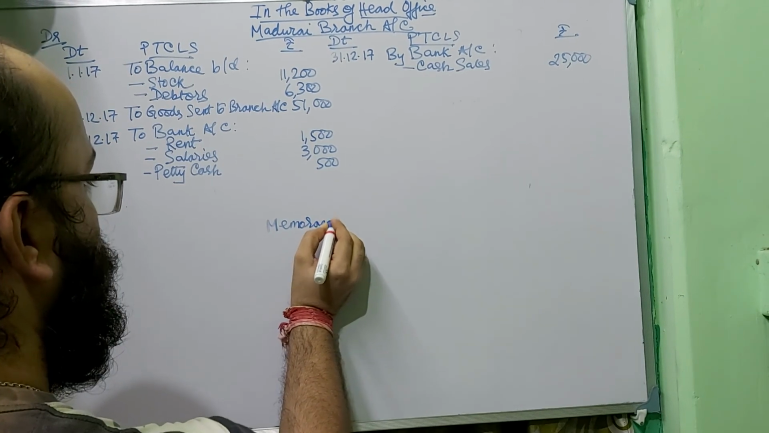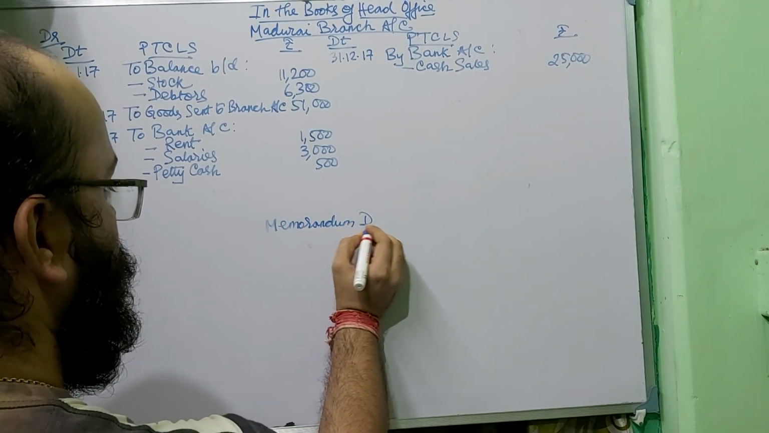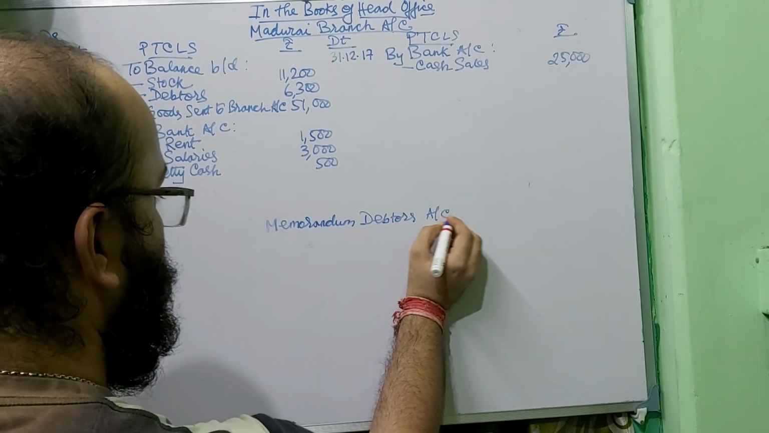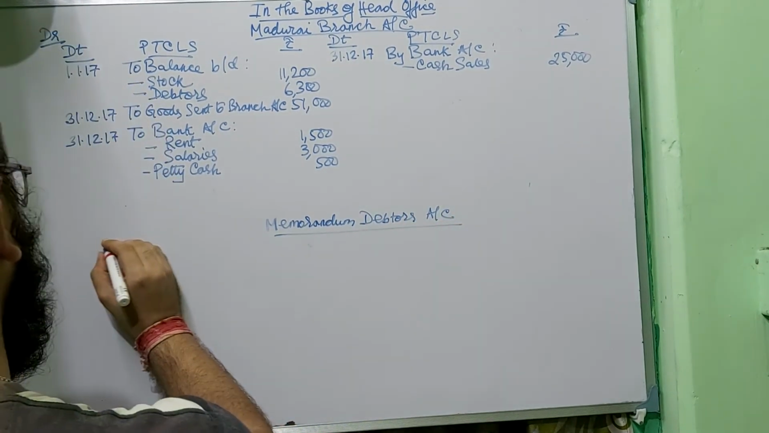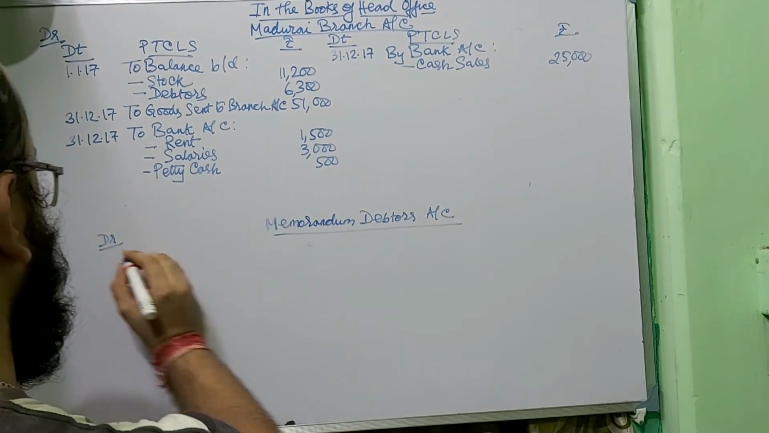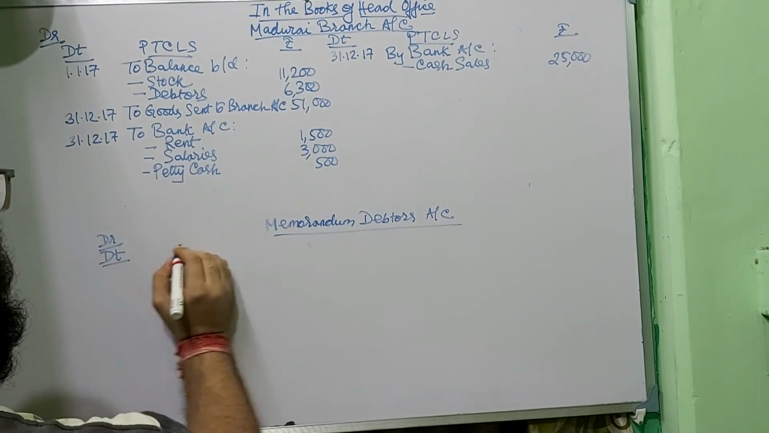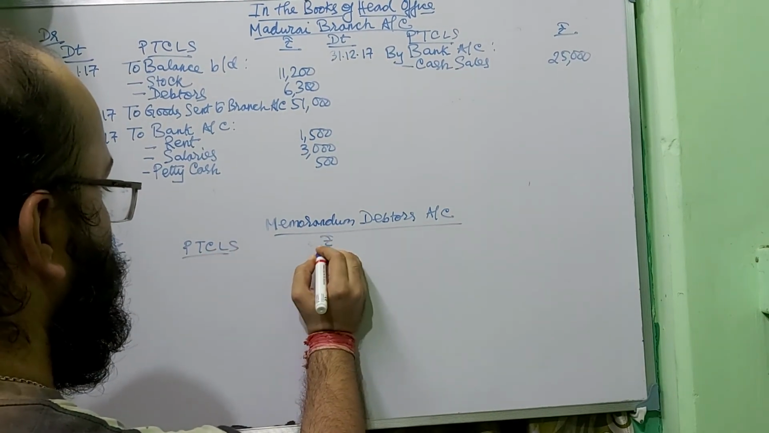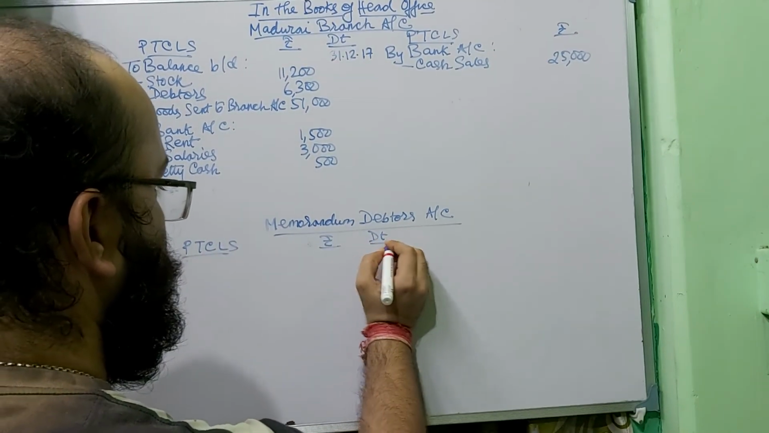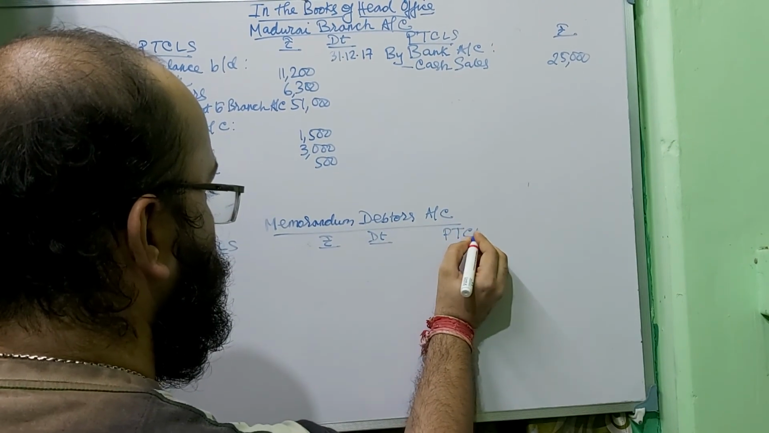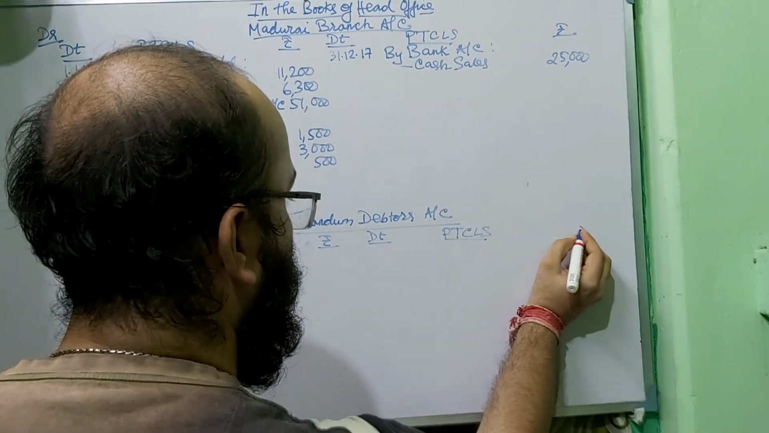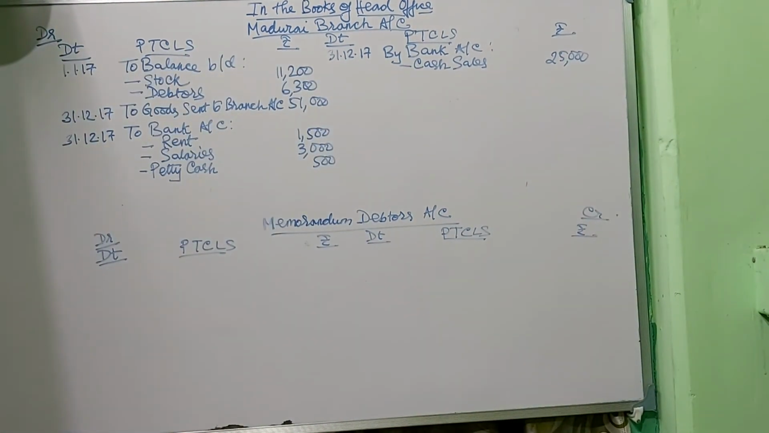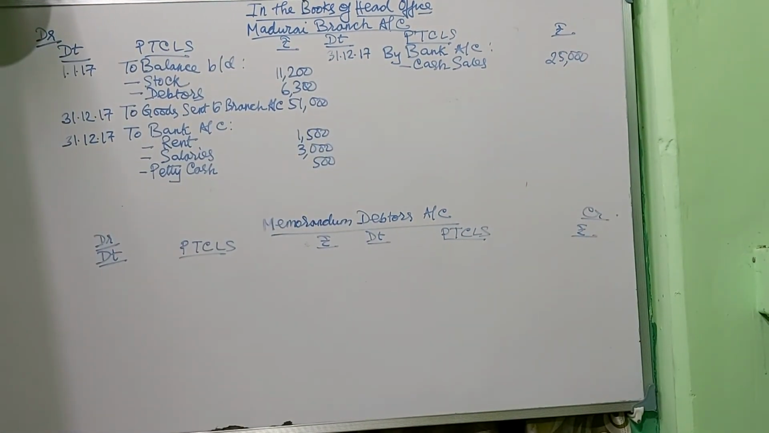Memorandum debtors account. Okay. Debit: date, particulars, amount in rupees. Date, particulars, and amount in rupees. This is credit, right? I hope it is visible, right?